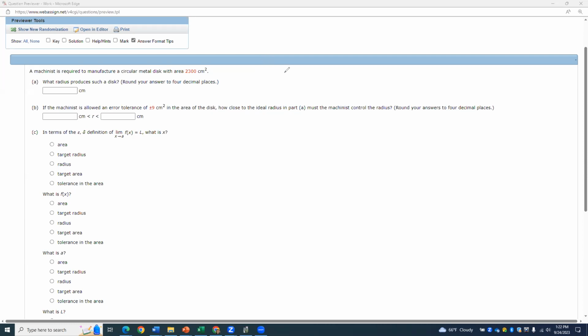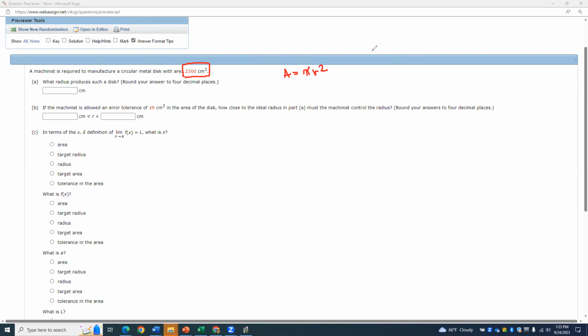Okay, so first things first, the question they're giving us, we have to understand that we're talking about the area of a circle. That is what we have to gather from the fact that they're telling us the area and they're talking about a circular metal disc. Great. So we have area equals pi r squared, and they're telling us that the area is 2,300 centimeters squared. The first question they ask is what radius produces such a disk?